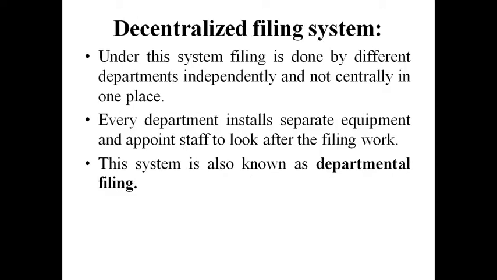In contrast to centralized filing system, in this decentralized filing system, filing is done by different departments independently and not centrally in one place. Every department installs separate equipment and appoints staff to look after the filing work. This system is also known as departmental filing.